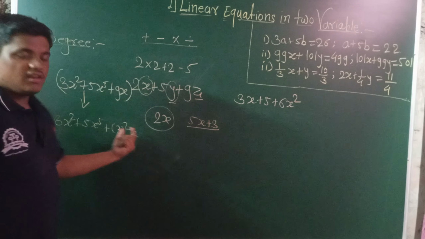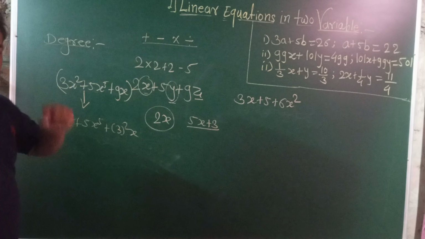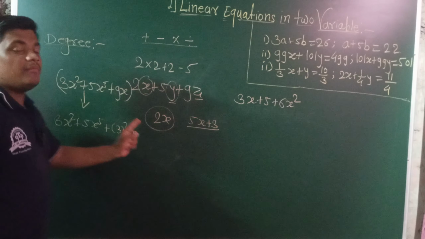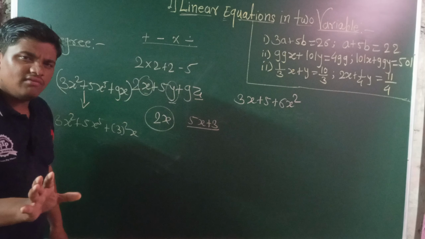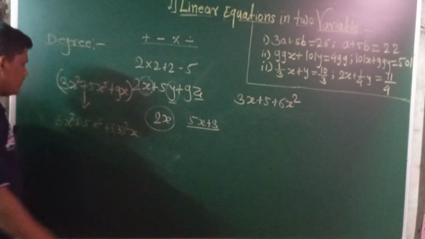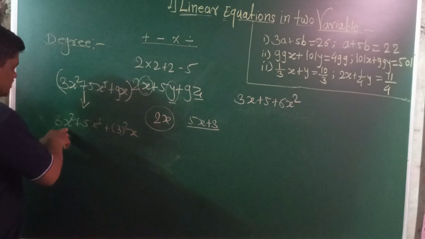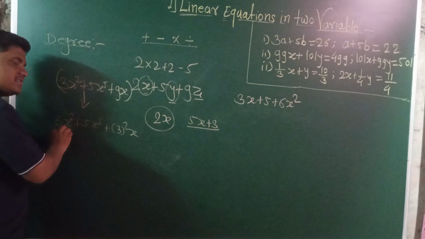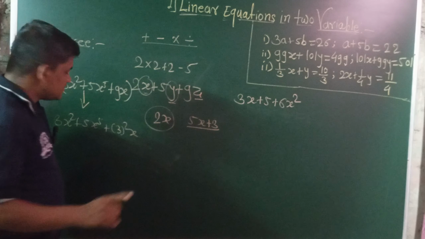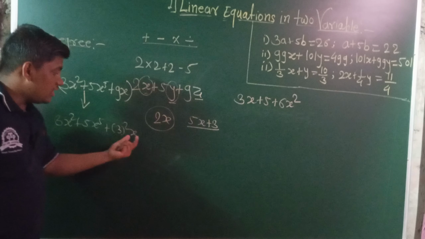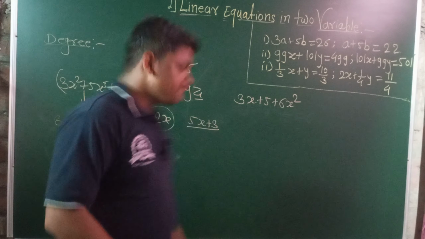Constant चा power किती असला तरी काही effect होत नाहीये for calculating or understanding the degree. Degree is the highest power of the variable. We have a single variable with different indices. In the first term, the variable is x having the indices 2. In the second term, the variable is x having the indices 5. In the third term, the variable is x having the indices 1.